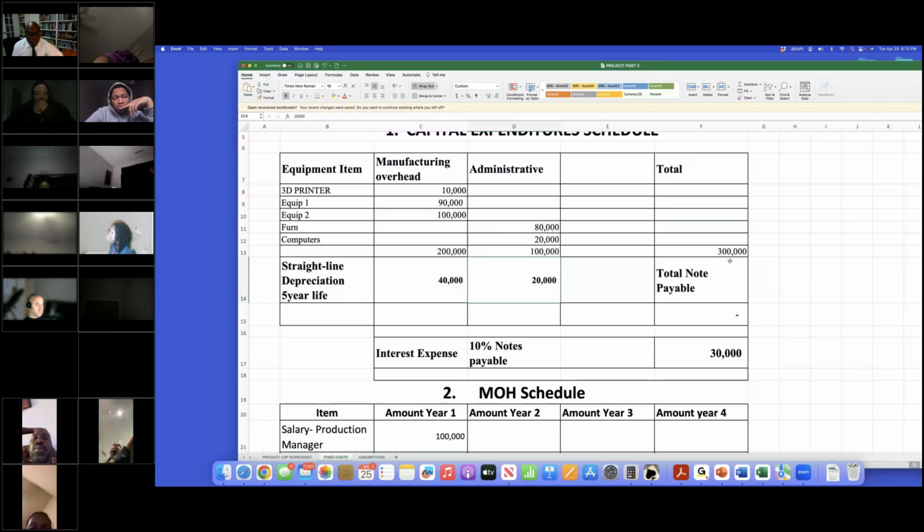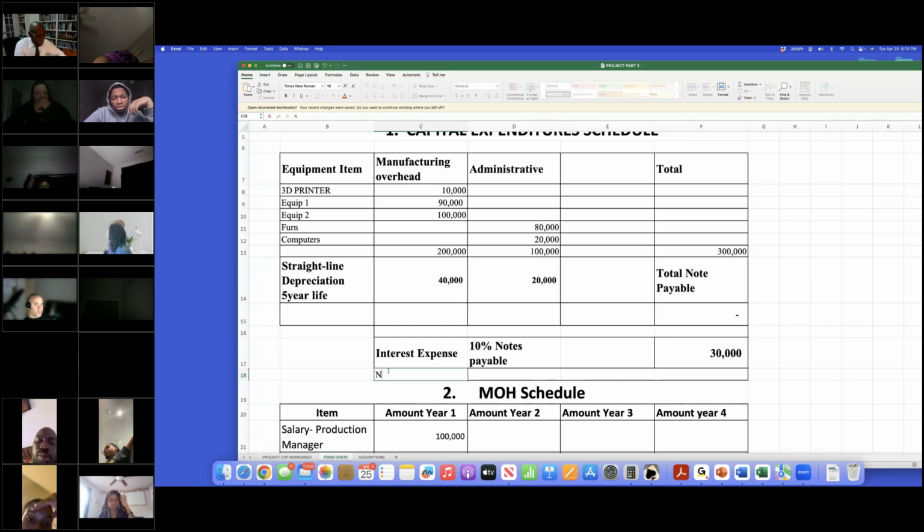So if I'm gonna pay this note off over a 5-year period, how much is notes payable going to be each year? $40,000. How much is the annual note payable going to be over a 5-year period? 60,000. So your interest expense will be 30 and your note payable will be 60.